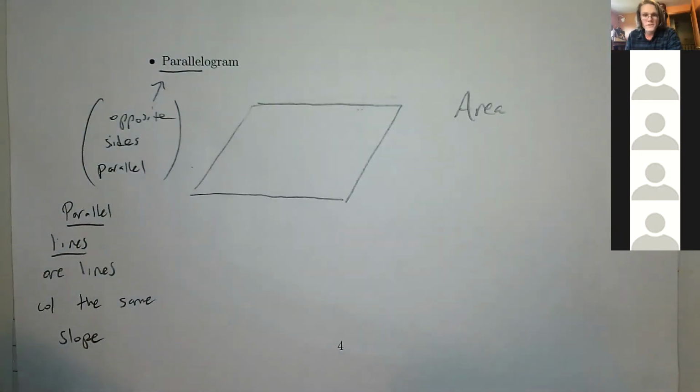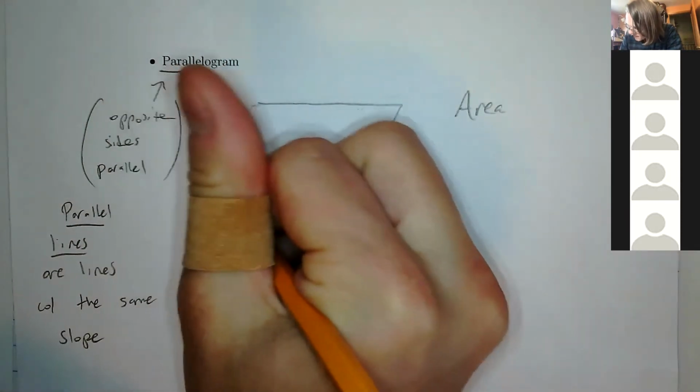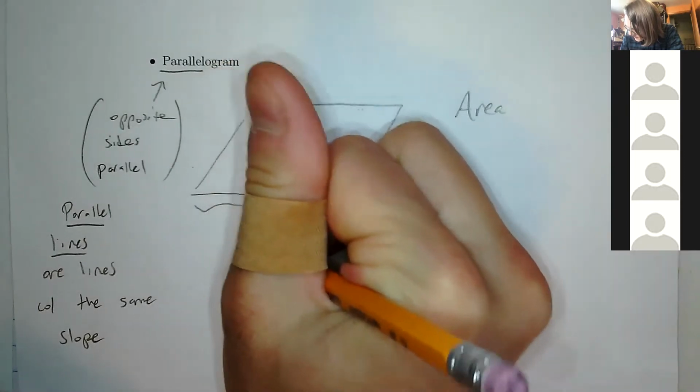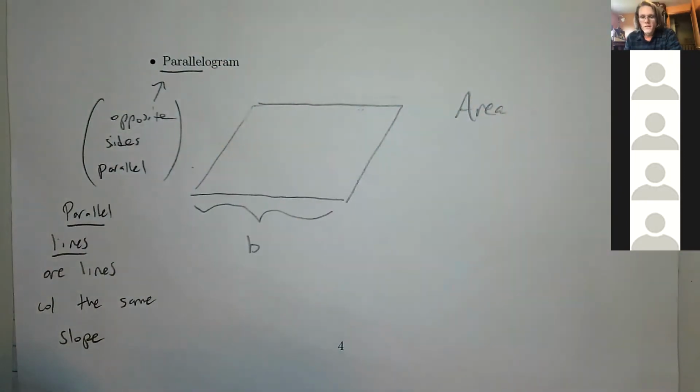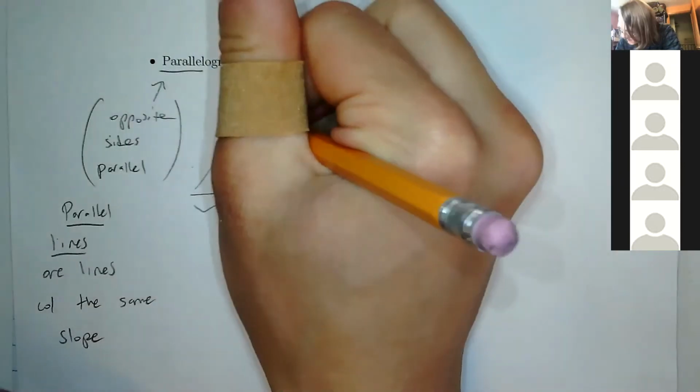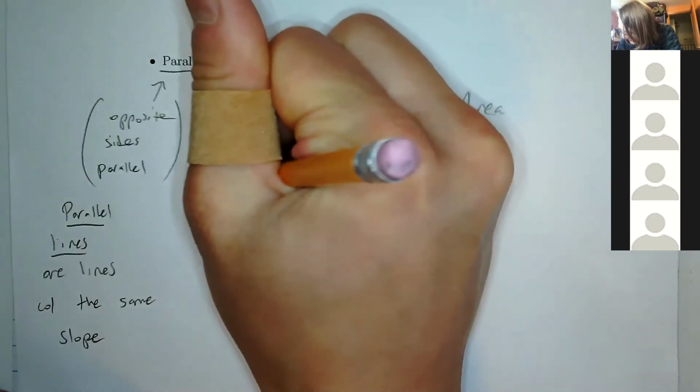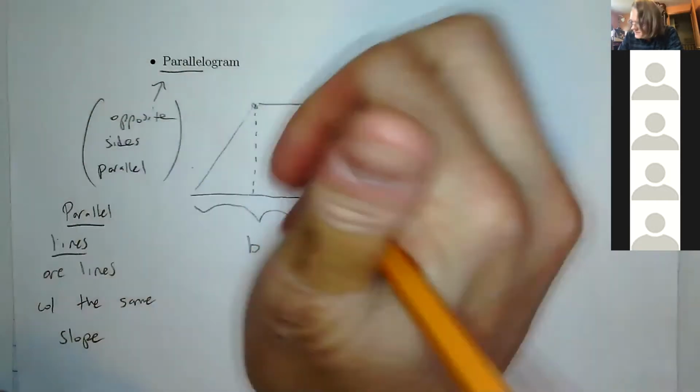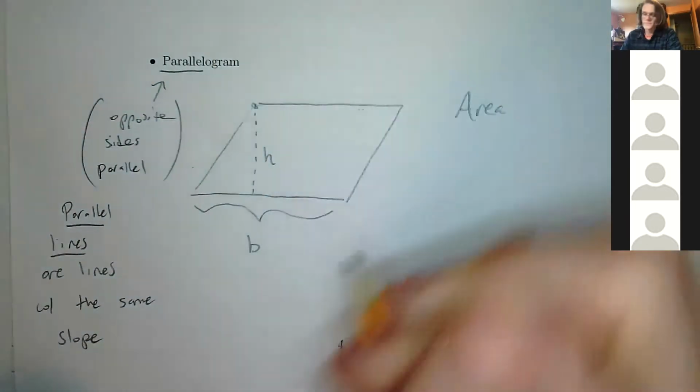Now for this, what I'm going to do is call this bottom length here the base, or B, and I'm going to put a line. So right at the edge, right at the corner, I'm going to drop a dotted line down. And this is going to be my height, or H.